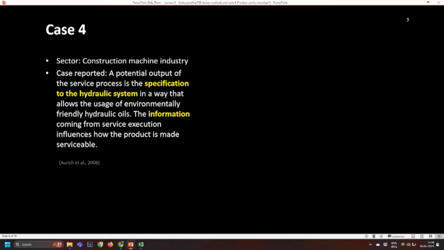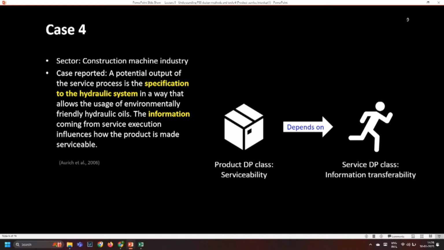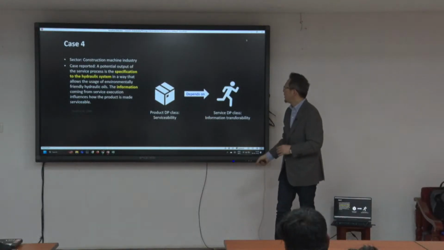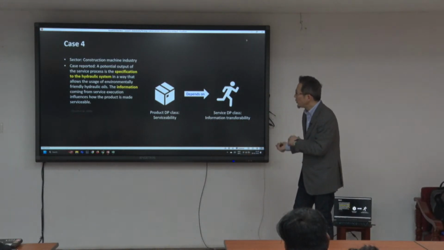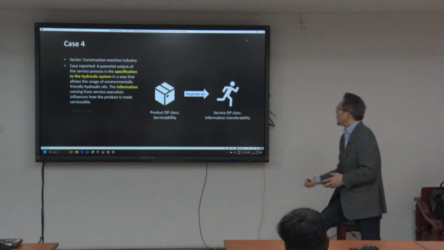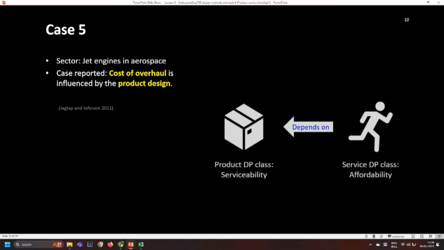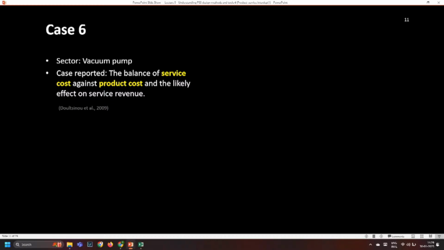Next case from construction machine. In this case, the research work addressed the specification for the hydraulic system of the construction machine. That specification for the product design depends on the information coming from the service execution. Next case, jet engines in aerospace. It's quite simple. Cost of overhaul, that is a service activity, depends on product design, so that the overall cost can be influenced.